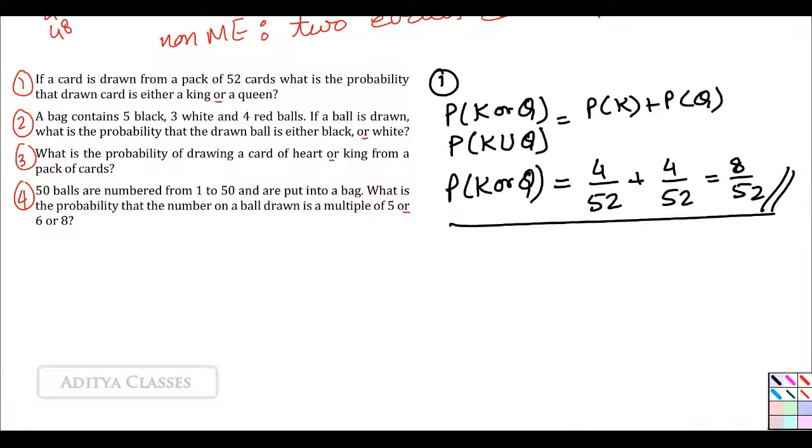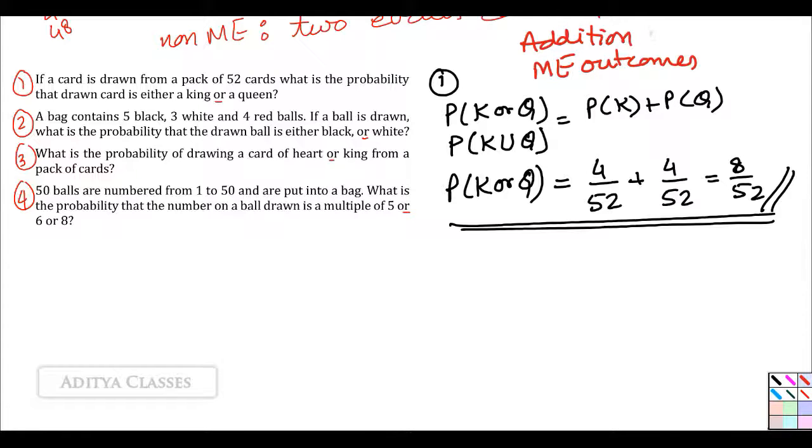So this was our first question, which was a case of mutually exclusive outcomes, and we were using the addition rule. Why addition rule? Because we had OR in our question.